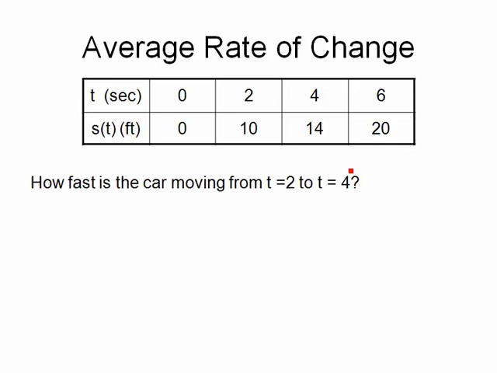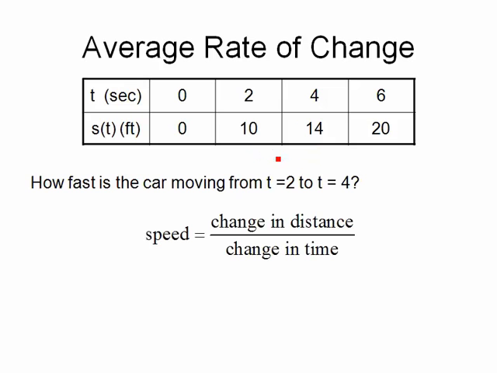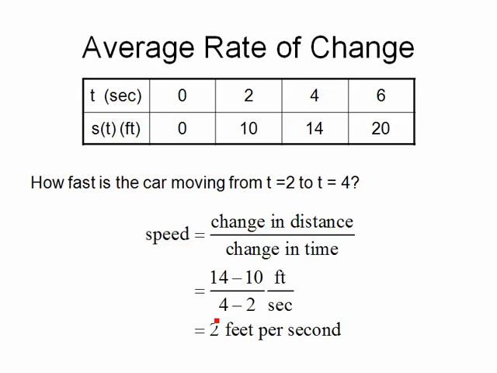So what we want to know is how fast is the car moving from t equals 2 to t equals 4, between this point and that point. The way we find speed is we look at the change in distance and divide that by the change in time. In our case, the car went from 10 to 14, so we find the change in distance by subtracting 14 minus 10, and we find the change in time by subtracting 4 minus 2. When we do that, we get 2.